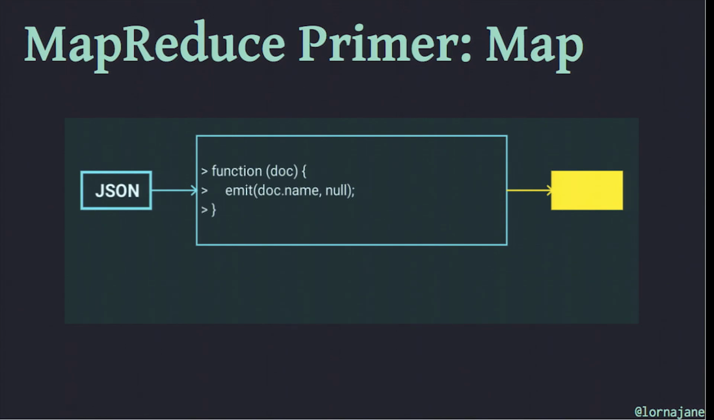So I take that document, and I run it through this function. This is how you write a map function in CouchDB. It's a function. It accepts a document. And if you want to emit a key, you use this function emit with key and value, right?